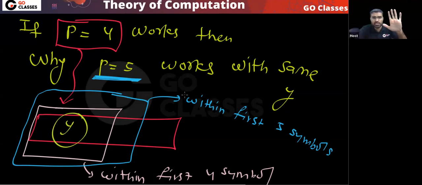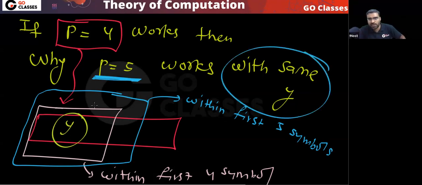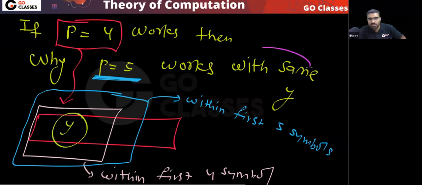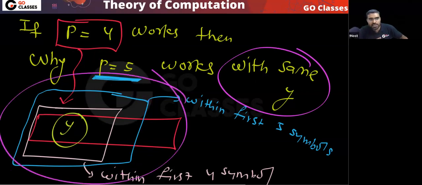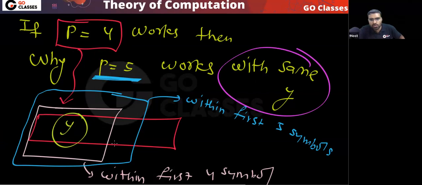Think logically. With the same y everything will work, because this y is present within the first 4 symbols. So if I take p equal to 5, then this y is present within the first 5 symbols also, and within the first 10 symbols also. So p equal to 10 will also work. If I take p equal to 10, the same y will work. No problem.